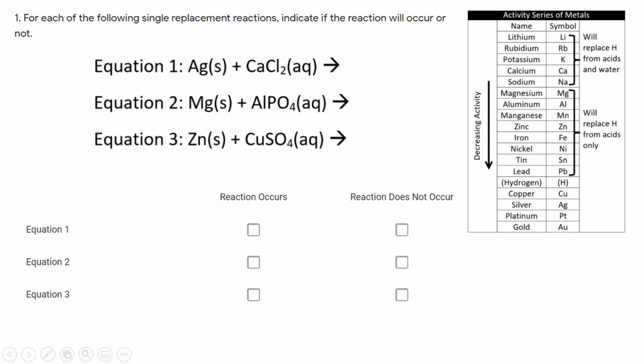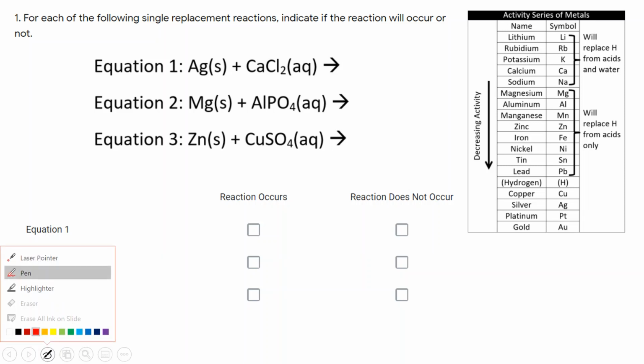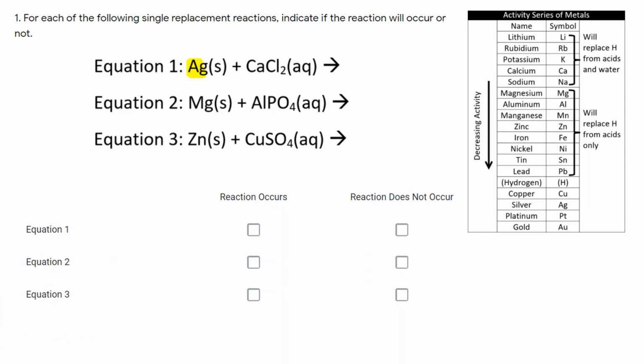So question 1 here, we have single replacement reactions, and we want to indicate if the reaction will occur or not. So for a single replacement reaction, the lone element will replace the one in the compound. So magnesium will replace aluminum, zinc will replace copper. But this only works if the lone element is more reactive than the one in the compound. So if we look at silver and calcium, silver is less reactive than calcium. So it's not going to be able to replace it, and this would be no reaction.